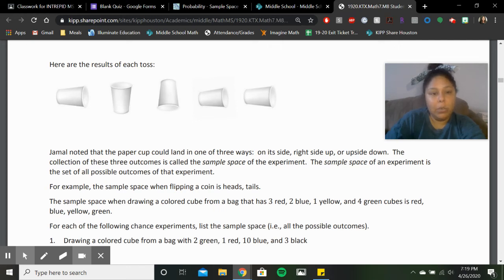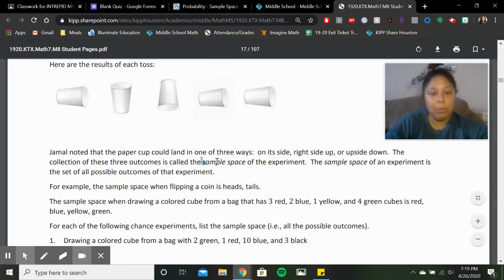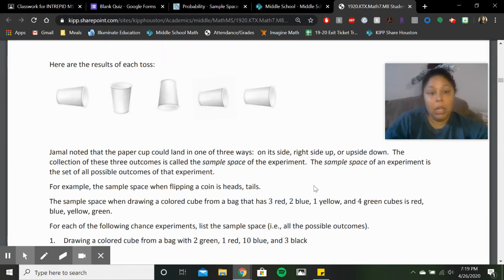Okay, so last week we learned about sample space. We were introduced to it in this problem here. If you remember, Jamal was flipping some cups, and when he flipped the cups, he could flip it on its side, right side up, or upside down. Those were the only possible outcomes. The possible outcomes are called the sample space. So anytime you are running an experiment, the outcomes that are possible are the sample space.